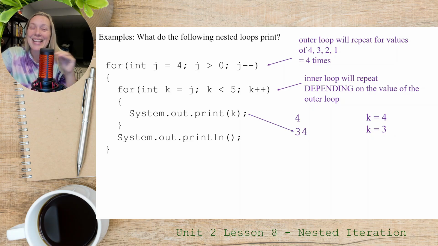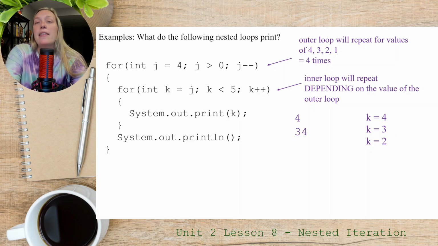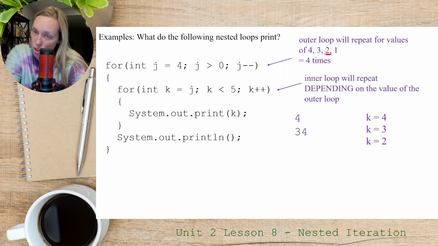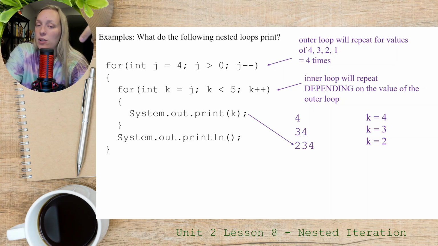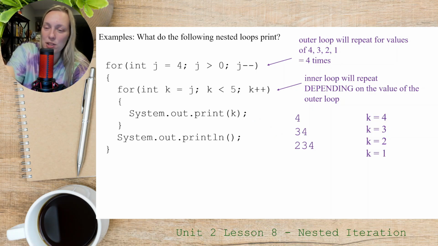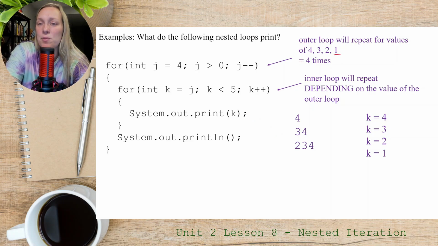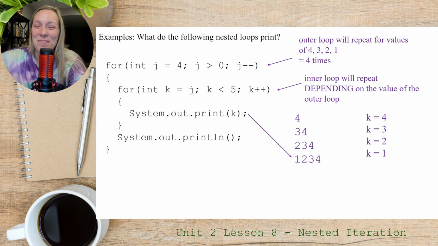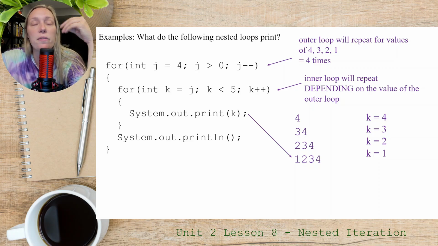Then I'm going to print off a new line, and then K is going to get the value of 2 because J goes to 2. And then you can start to see the pattern. I print 2, 3, 4. Print a new line, and then the last time through, K is going to be 1. Do you see what pattern is going to print? 1, 2, 3. Nested loops are very pattern heavy.